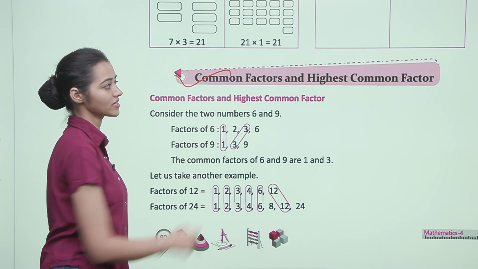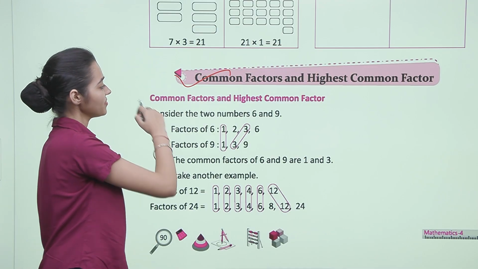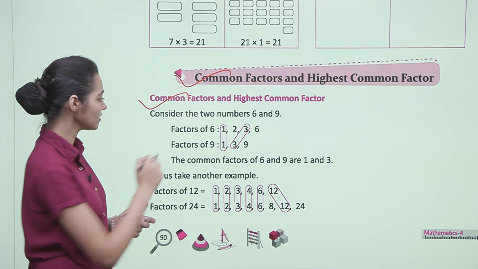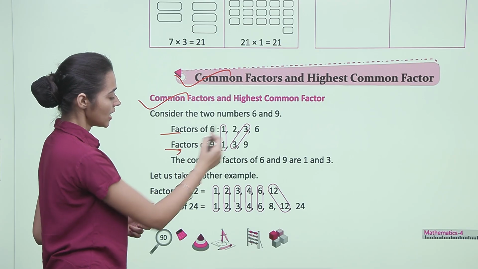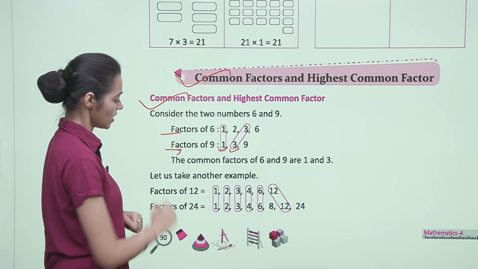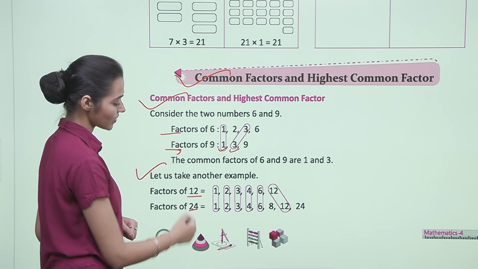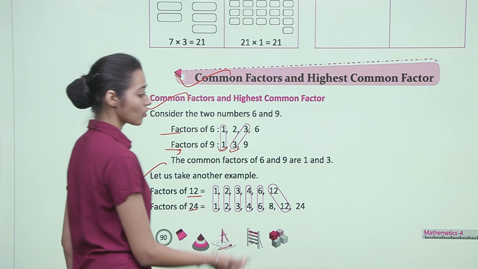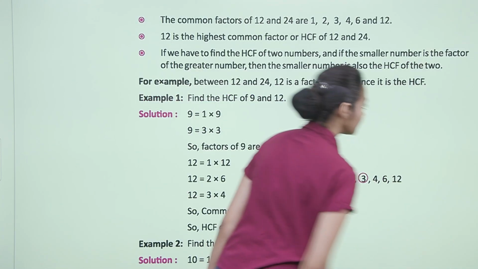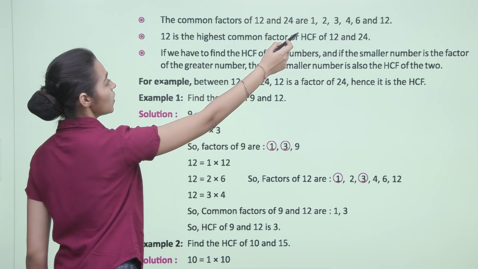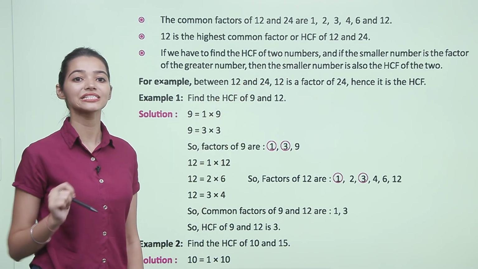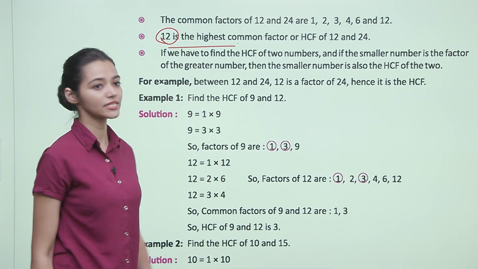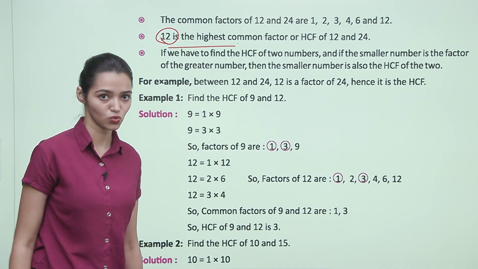Next is our common factor and highest common factor. Now we will consider the two numbers 6 and 9. Here are the factors of 6, here are the factors of 9, and the common factors are 1 and 3. We will take another example, that is factors of 12 and 24. Here are the factors of 12, here are the factors of 24, and the common factors are 1, 2, 3, 4, 6 and 12. Now 12 is the highest common factor, so the HCF of 12 and 24 is 12.